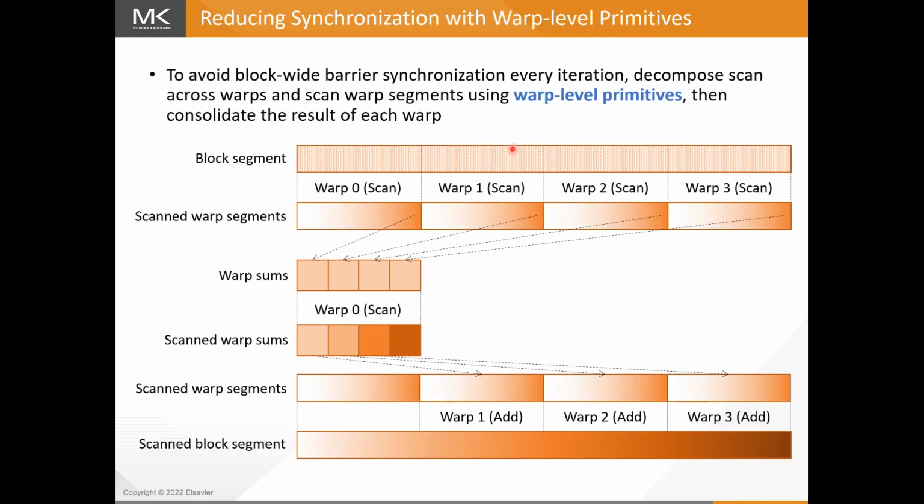Yes, you're right. So here all the warps are active doing a scan. Then one warp is active scanning the partial sums. And then later all the warps except the first one are active. Each thread adds the scanned sum of the previous warp to all of its own elements. Yes, it's clear now. Thank you.